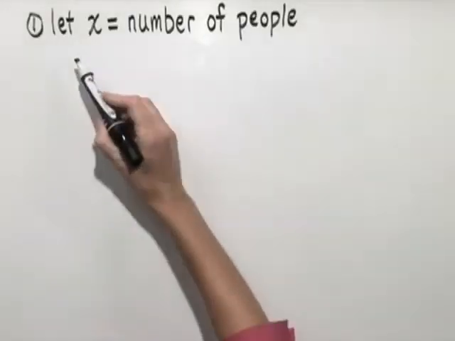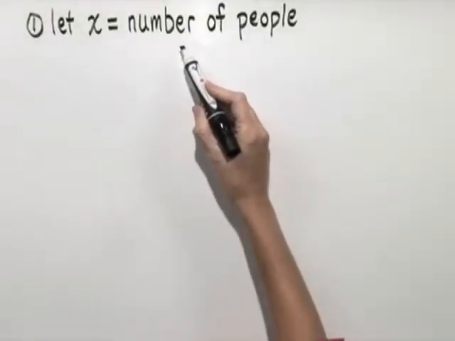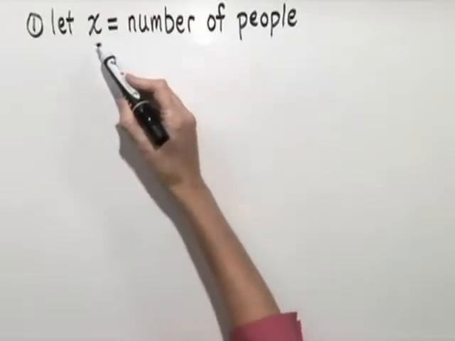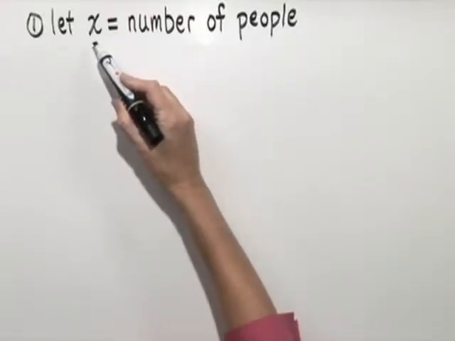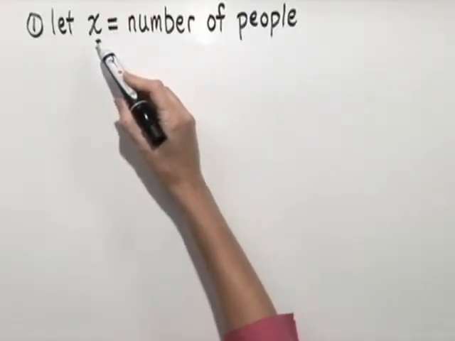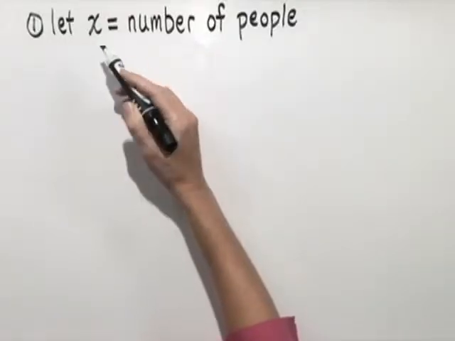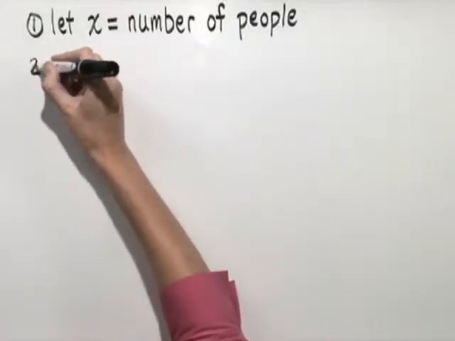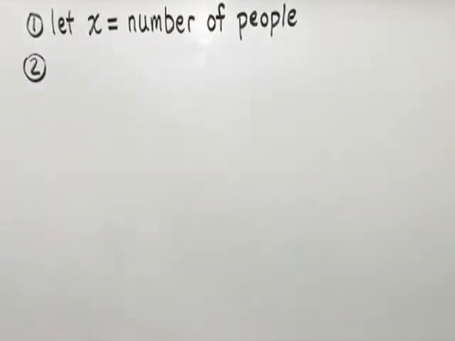So first off, let's let X equal the number of people in the group. Since we're trying to find out the number of people in the group, once we find out what X is, we've solved the problem. But we need to come up with an equation involving X. So let's do that in step 2, and let's look at the information that we have.